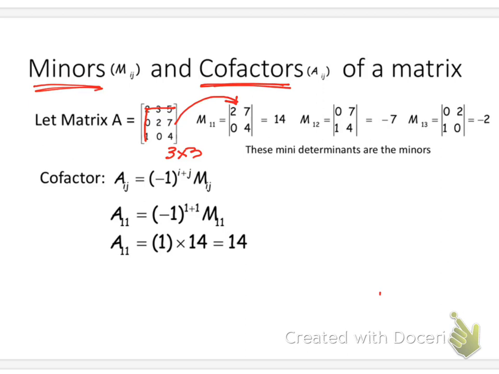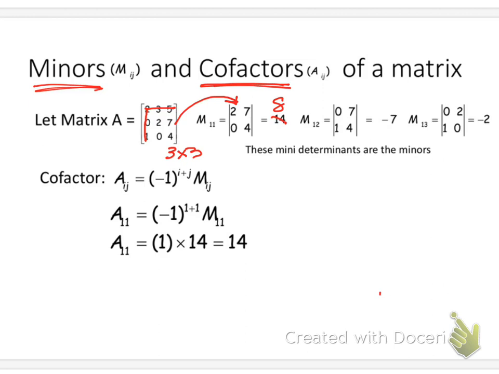So let me just make sure I've done this correctly. Yeah, hang on one second. Okay, so it looks like I lost my head here. If I have 2, 7, 0, 4, that determinant is going to be 2 times 4, which is 8, minus 0. So this should be 8, and I will fix that on my PowerPoint slide that I'll post. So you will not see that 14 there when you print out your copy.